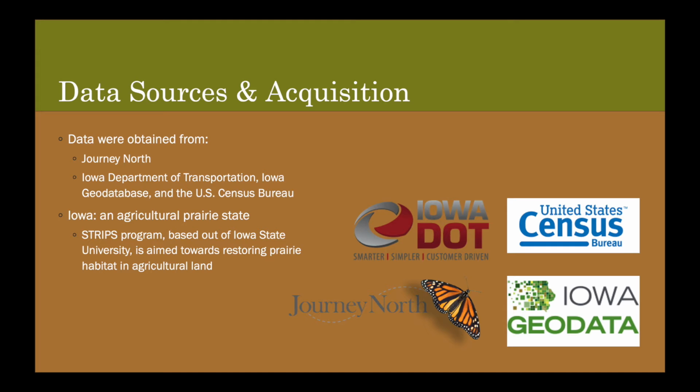Despite the fact that, today, it is largely farmland, it was historically a prairie state. The shift from prairie to farmland and the increased use of herbicides has led to declines in the monarch population. But there are many initiatives aimed towards restoring vital pollinator habitat, including STRIPS, also known as the Science-based Trials of Row crops Integrated with Prairie Strips. This program is focused on incorporating native prairie plants into agricultural fields in the hopes of establishing habitat for pollinators and other native species.